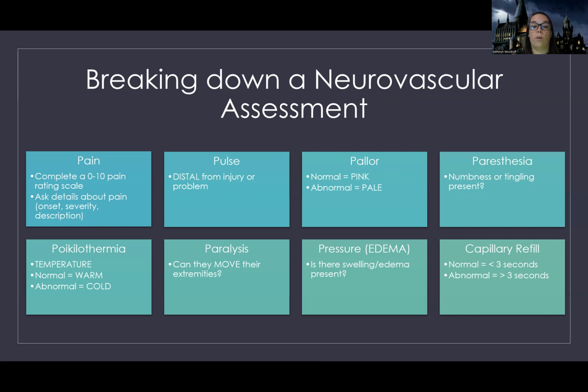There's also pulse. When we're talking about a pulse, we're measuring their perfusion to their distal extremity. So we're looking for whatever the pulse is distal from the injury. Let's say that I broke my arm, I'd be checking my radial pulses. If I broke my leg, I would want to check my dorsalis pedis or my posterior tibial pulses. So it's whatever is distal from the injury.